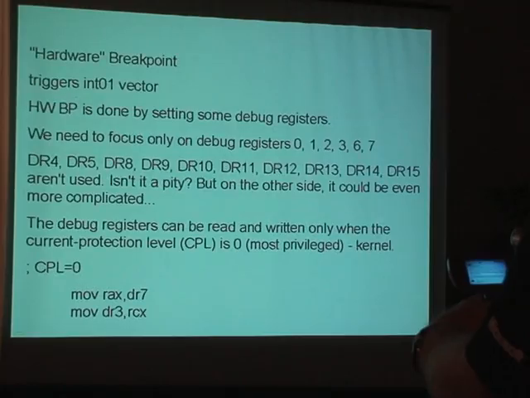So, what does hardware breakpoint mean? This hardware breakpoint triggers interrupt one vector. And hardware breakpoint is done by setting some debug registers. There are a lot of debug registers, but we need to focus only on 6 of them: debug register 0, 1, 2, 3, 6, and 7. The others aren't used.